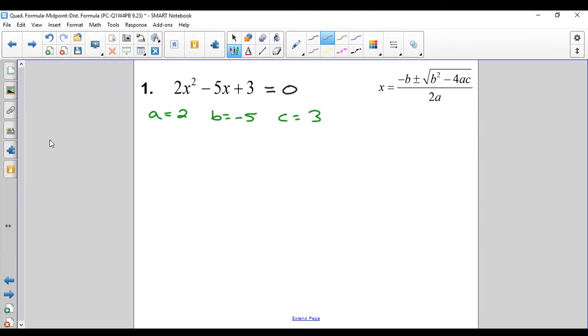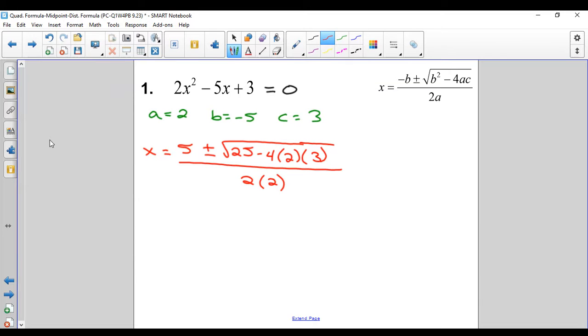The formula reads -b, so the opposite of b, equals 5, plus or minus b squared. -5 squared always is positive, never is going to be negative. So it's 25 minus 4 times 2 times 3, all over 2 times a, which is 2. I highly suggest plugging everything in and then kind of cutting some steps as you need.